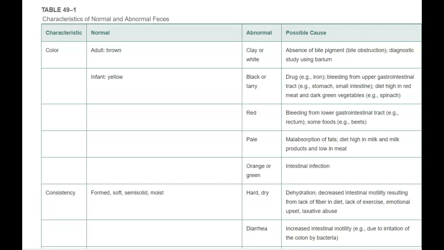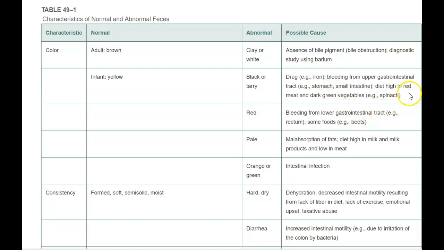As a nurse, we should know this, so then we can recognize things that make us say, you know what, I need to tell the doctor about this. Why are the stools black? Oh my goodness. So look at your medications first before you freak out. Are they on iron pills? Iron turns your stools black, right?